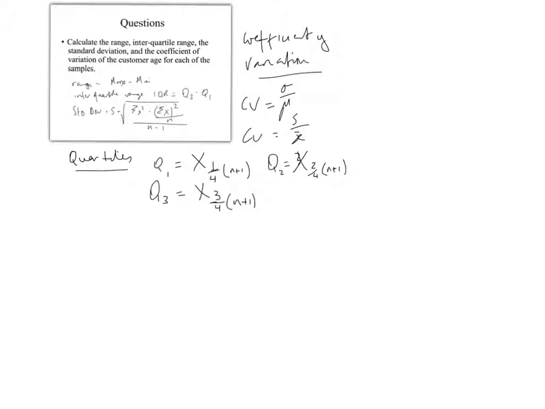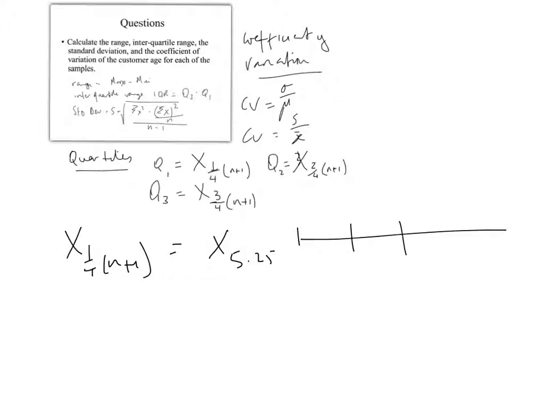So x sub 1/4 of n plus 1, that's 21. So what's a quarter of 21? 4 goes into 21 5 times, and there's 1 left, so 5.25. So that's the same as x 5.25, which basically means that we want to find, if we were to divide this into 4 equal parts.